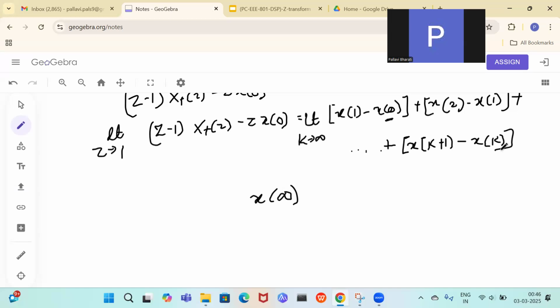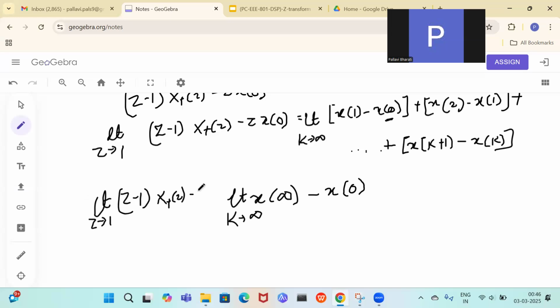And over here, k is tending to infinity, so x of infinity minus x of 0 is going to remain, limit k tending to infinity. Therefore, if you take this x of infinity, and this side it is limit z tending to 1, z minus 1 into x plus z minus z into x of 0. So this x of 0, I'll just rewrite it.